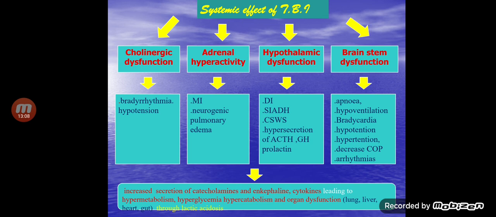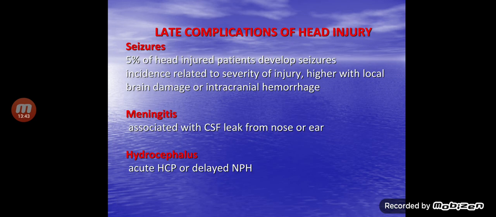Other systemic effects of a traumatic brain injury may be related to the brainstem dysfunction, resulting in apnea, hypoventilation, bradycardia, hypotension or hypertension, decrement of the cardiac output, and arrhythmias. All of these may be related to the increment of the secretions of the catecholamines, enkephalins, and the immune mediators just like the cytokines, resulting in hypermetabolism and hyperglycemia, a hypercatabolic state, and organ failure, affecting either the lung or the liver or the heart and so forth.